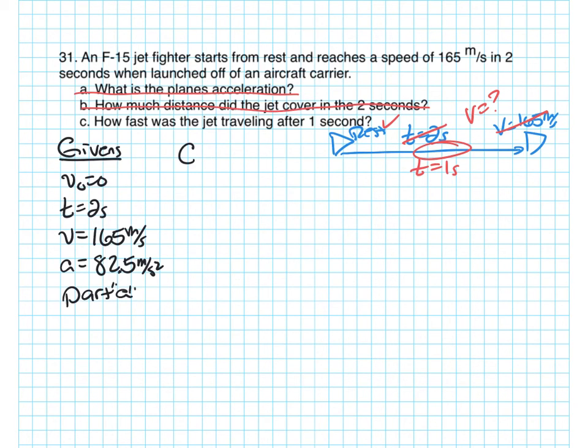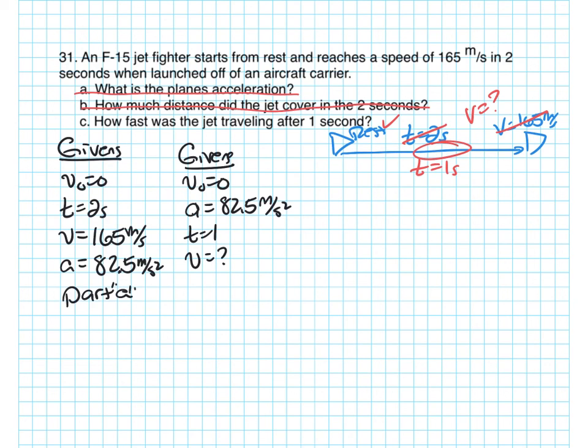Alright, so really what I'm after is a new set of givens, this time just for part C. I know it's going to start at rest, and the acceleration of the jet is going to be the same no matter how much distance it covers or how much time it flies on the deck. It's still going to be 82.5 meters per second squared. So that's still going to be true. It's asking for the time at 1 second. How fast is it going to be traveling?